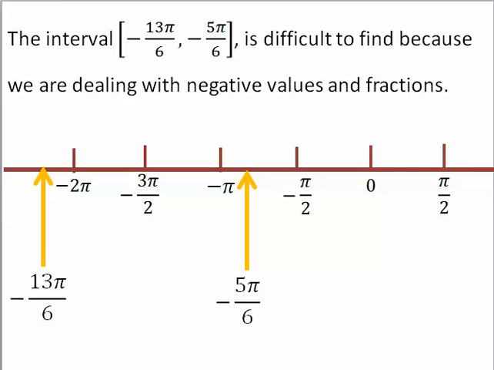The interval negative 13 pi over 6 to negative 5 pi over 6 is difficult to find because we are dealing with negative values and fractions. Take your time with this slide and really think about the numbers that are involved. For example, 13 over 6 is equal to 2 and a sixth. So negative 13 over 6 would be to the left of negative 2.